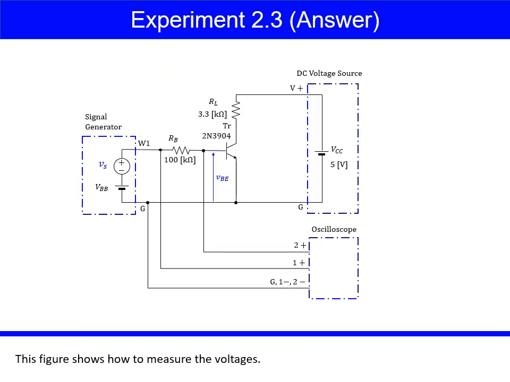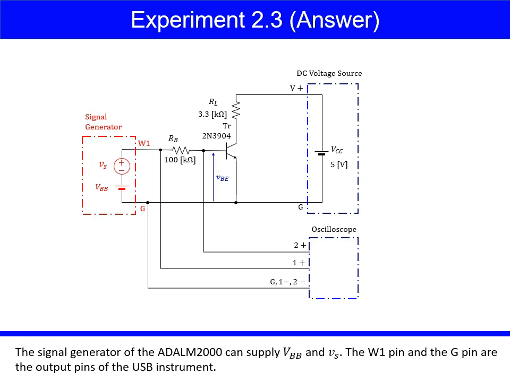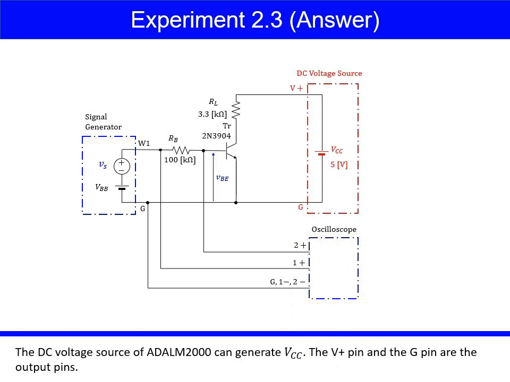This figure shows how to measure the voltages. The signal generator of the ADALM2000 can supply VBB and Vs. The W1 pin and the G pin are the output pins of the USB instrument. The DC voltage source of ADALM2000 can generate VCC. The V plus pin and the G pin are the output pins.